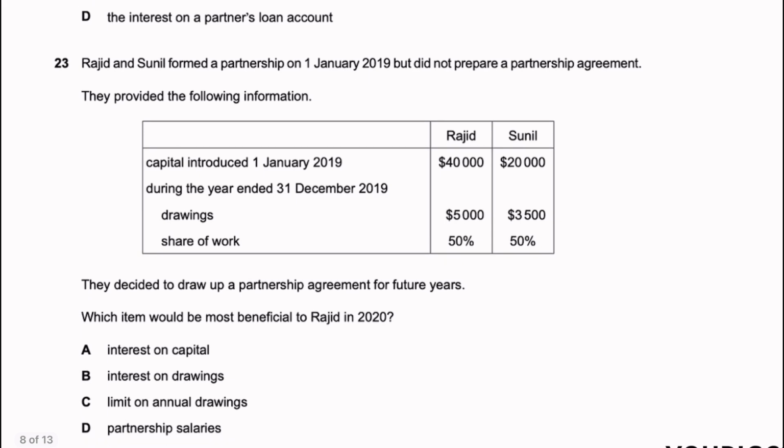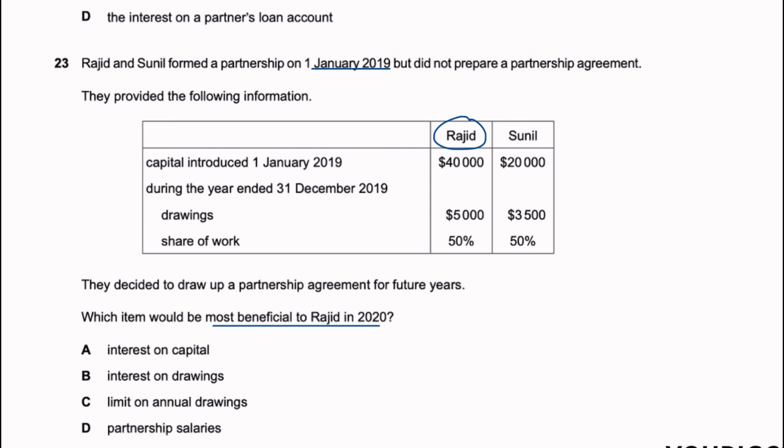Question 23. Rajit and Sunil form a partnership on 1st January 2019, but did not prepare a partnership agreement. They provided the following information. They decided to draw up a partnership agreement for future years. Which item would be most beneficial to Rajit in 2020? So you need to look at Rajit. We can compare. Rajit introduced more capital. Drawings, he also has more drawings. And for the share of work, it's equal.